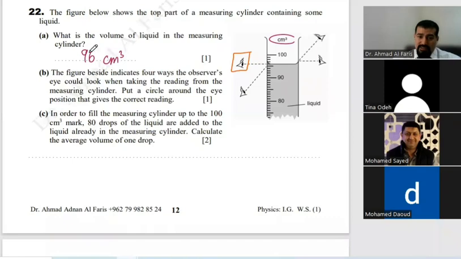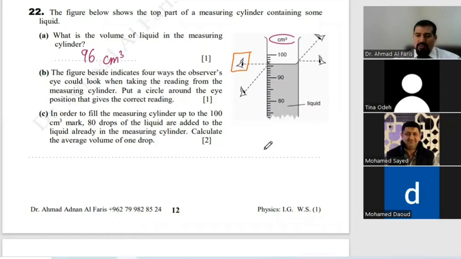Now it is 96, and we need to add to how much? To 100. So how much is the difference here? It's only 4, okay? 80 drops of the liquid are added to the liquid already in the measuring cylinder. So here we have liquid already 96. We add 80 drops to become how much? To be 100. Calculate the average volume of each drop.